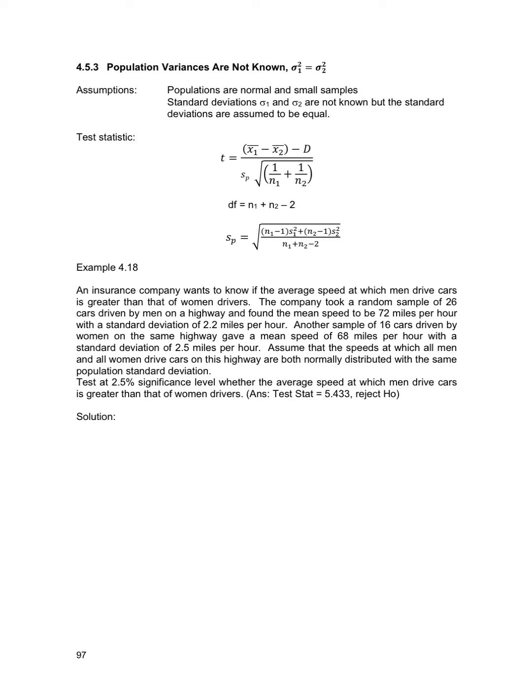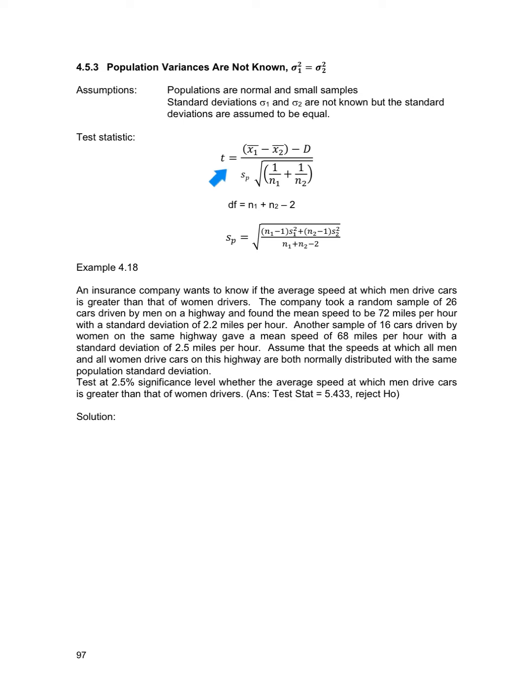Okay, now let's take a look at case number 4, which is population variances are not known, but we assume there is equal variance for both populations. So what are the assumptions? The assumptions are populations are normal and small sample. Standard deviations sigma 1 and sigma 2 are not known, but we assume they are equal. Kalau tadi not equal, both samples are small, less than 30, but we assumed not equal. So this one we assume equal.